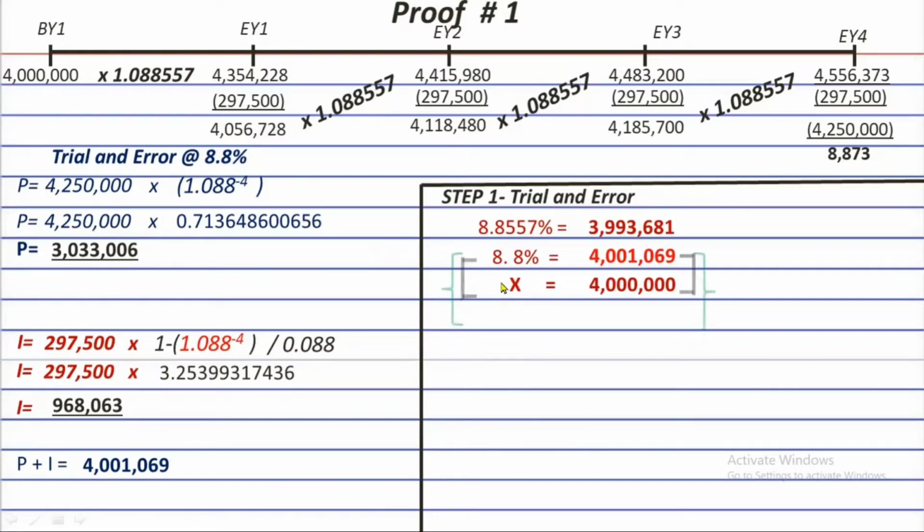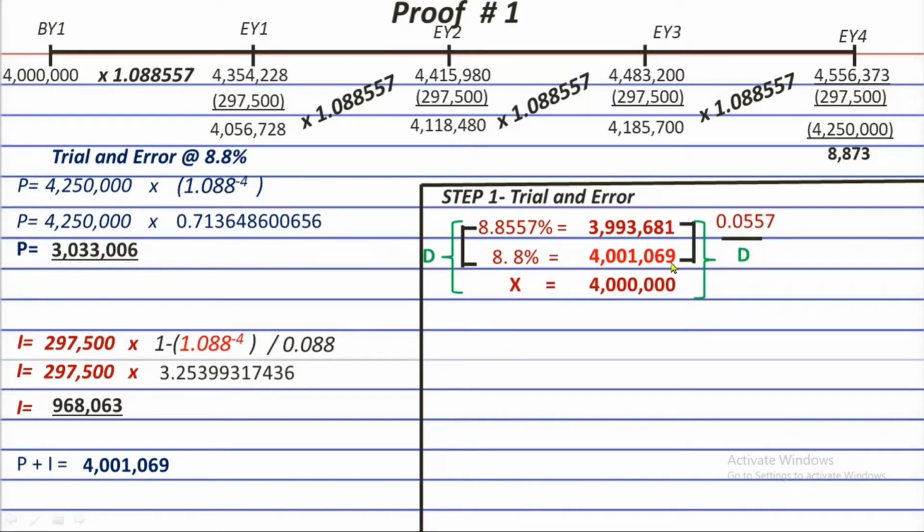So let's interpolate. First, let's put the brackets. Let's start with this 8.8557 minus 8.8, okay? And we will have a difference of 0.0557. And then, the bigger brackets, we have 8.8557 minus x. And since we cannot get the answer yet, let's name it d. And let's put d here also, okay?